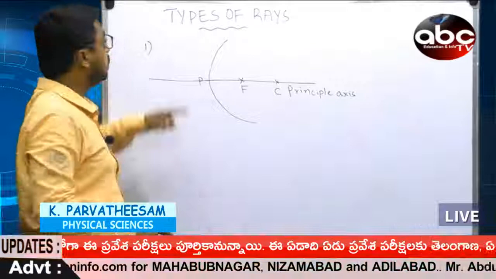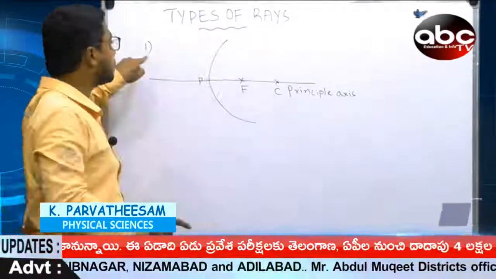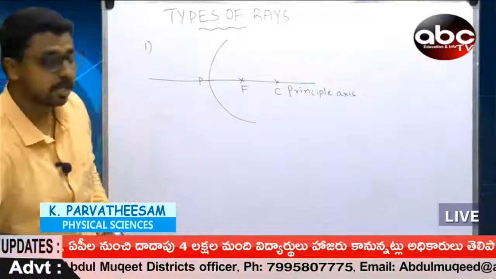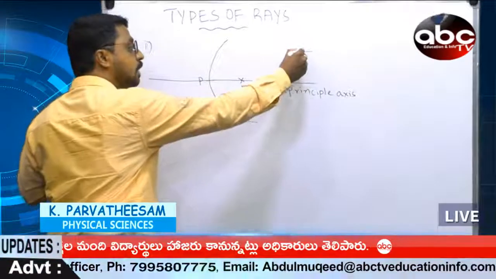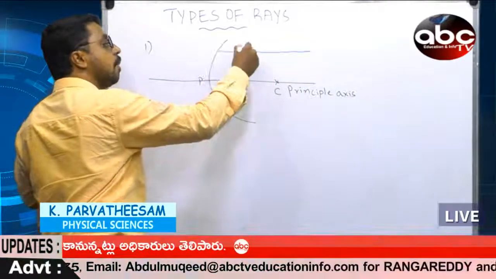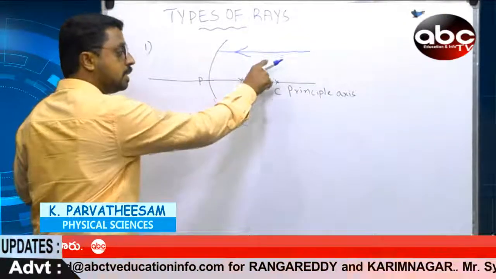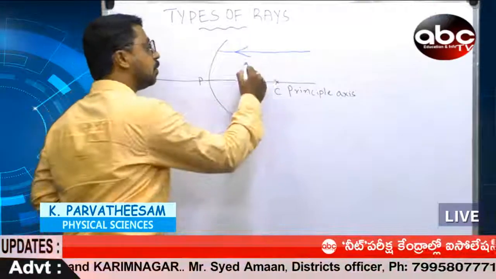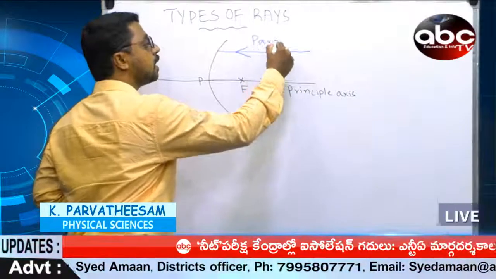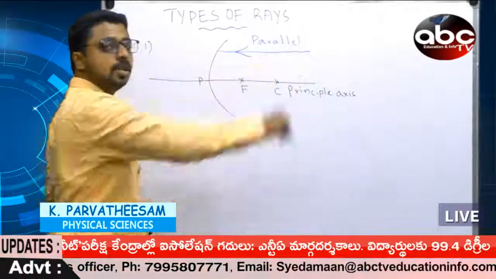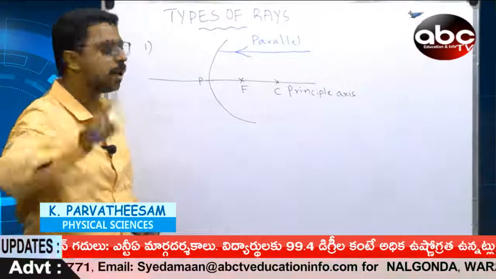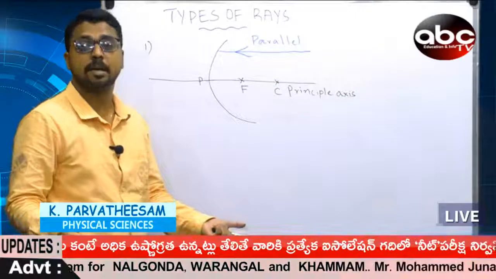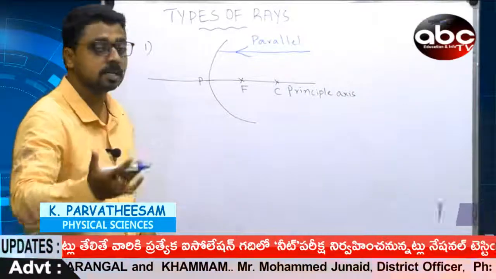So remember, just now I have said types of rays. This is the first ray we are going to deal with. What is that ray? It is nothing but the light ray which is traveling parallel to the principal axis. So this ray is called number 1 ray, and this ray is called a parallel ray. What happens to that? That we will discuss in the rules.